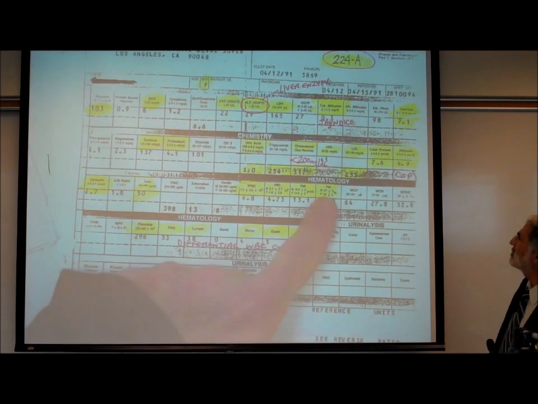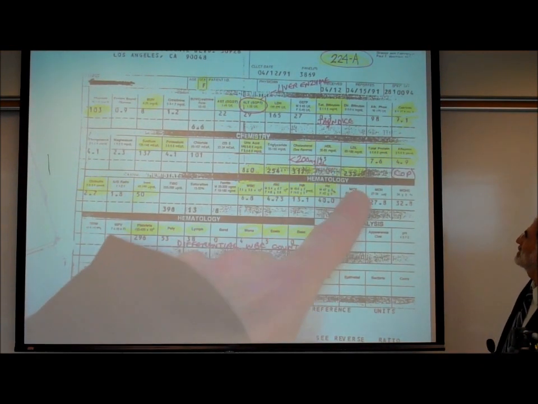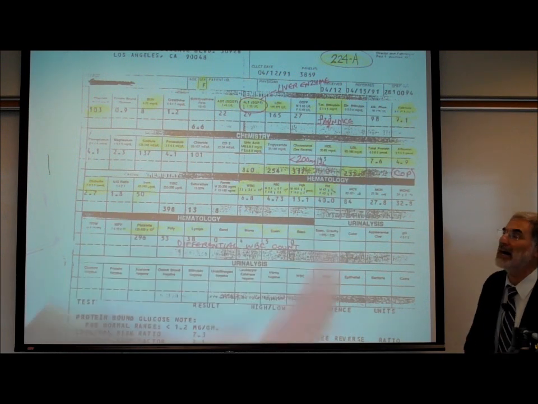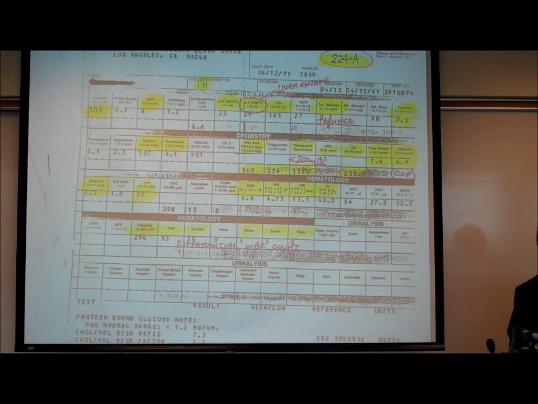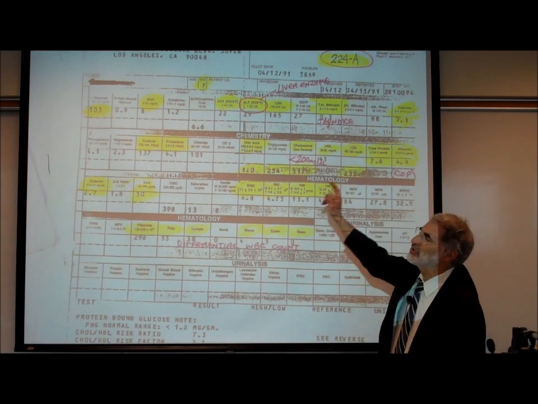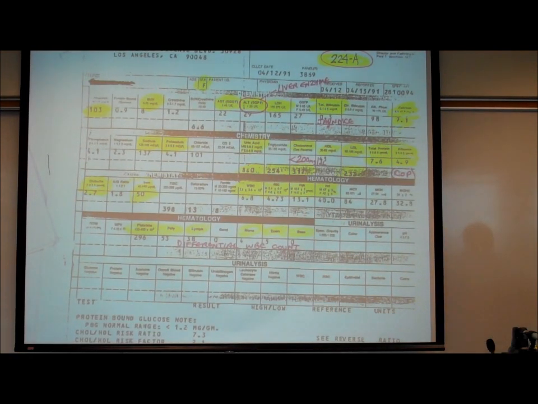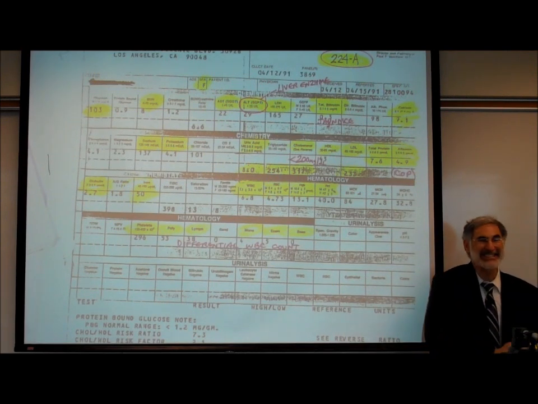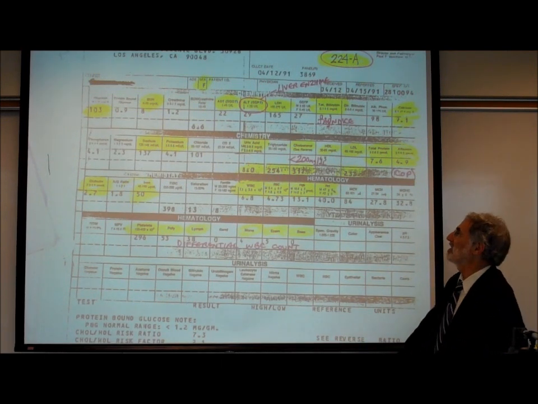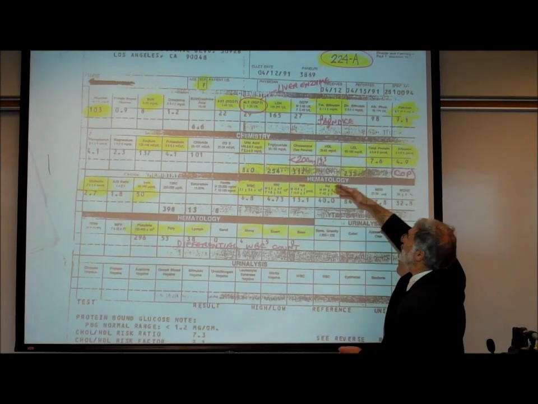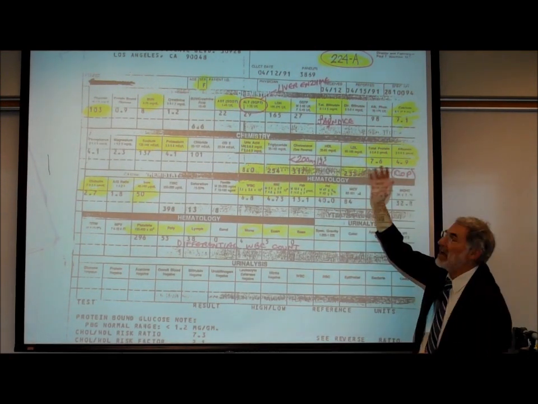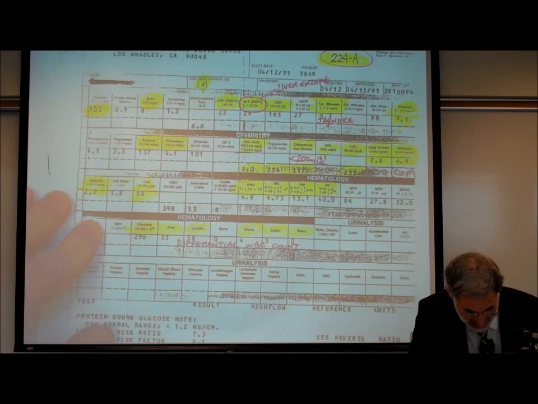Now, while her HDL is within the normal range, her LDL is much higher than normal. She's got too much of this lipoprotein that transports cholesterol from her liver to the walls of her arteries. This is not good. She's got high triglyceride levels, high cholesterol levels, and high LDL levels.